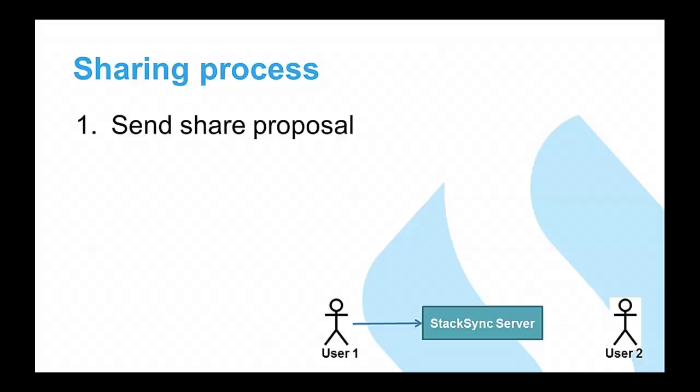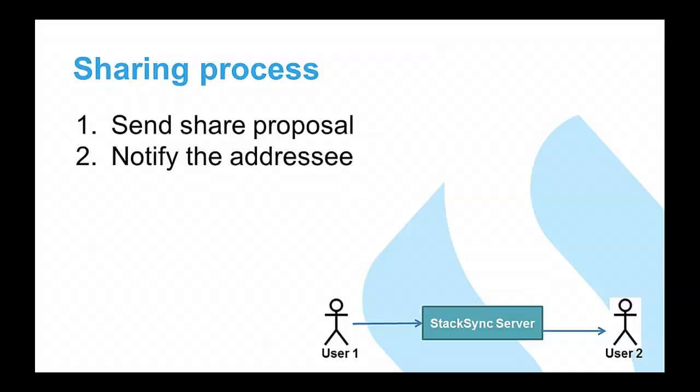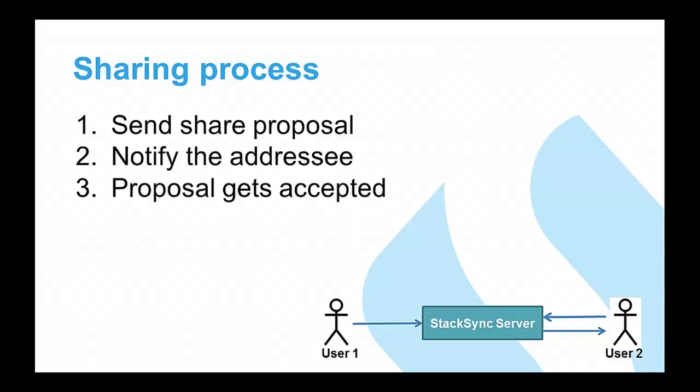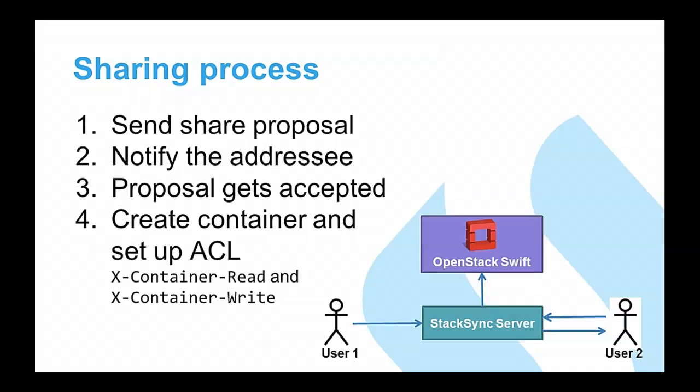So let's say user 1 wants to share a folder with user 2. So what he will do first, he will create a share proposal. He will send it to the StackSync server, and then the StackSync server will notify the addressee, user 2. After that, user 2 accepts or denies the proposal, and the server, using the administrator, the user with rights on this tenant, will create a container and set up the ACLs in order to let the right people in, right? Using the container read and container write tags.